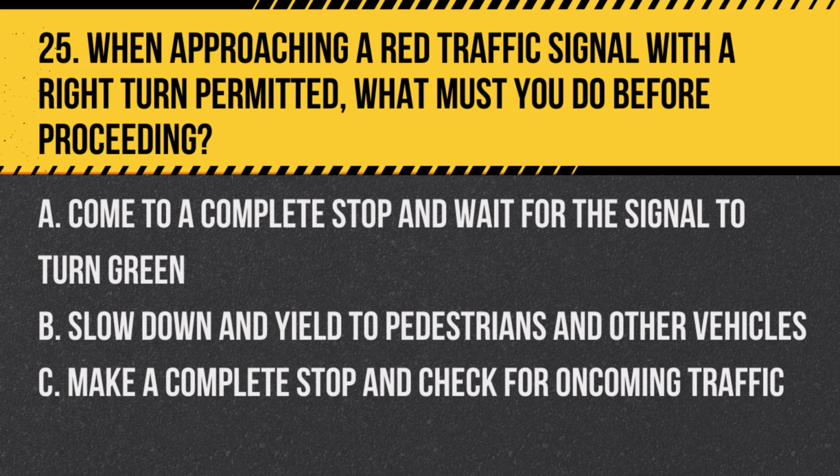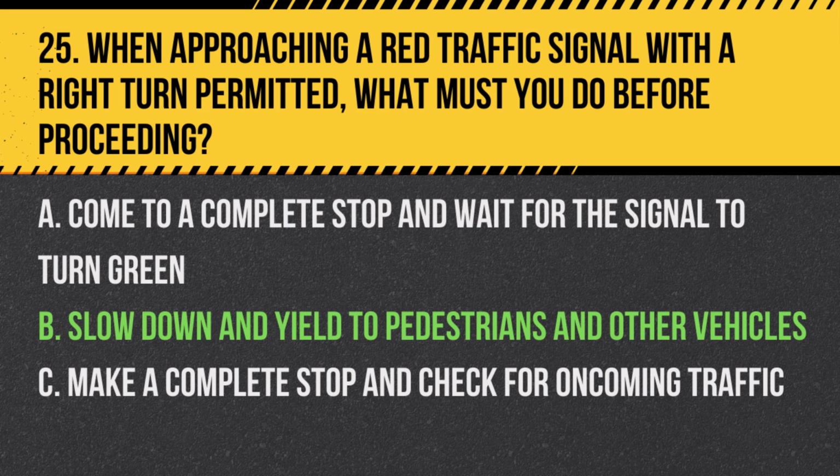A. Come to a complete stop and wait for the signal to turn green. B. Slow down and yield to pedestrians and other vehicles. C. Make a complete stop and check for oncoming traffic. Answer. B. Slow down and yield to pedestrians and other vehicles.